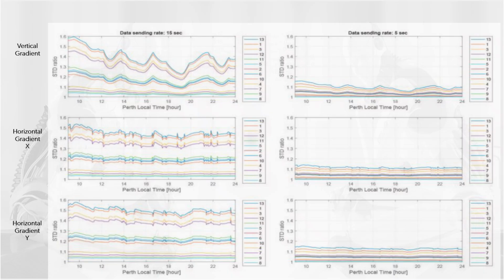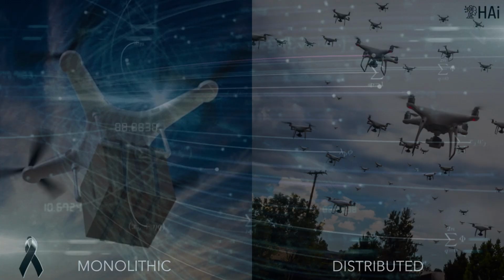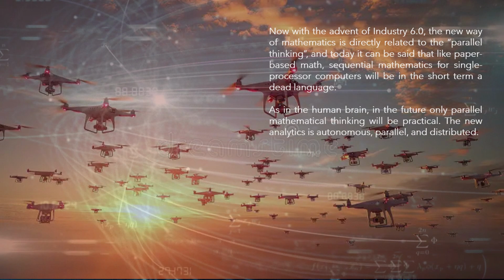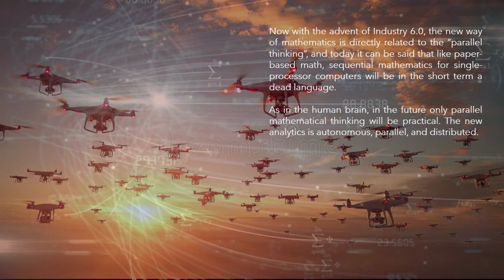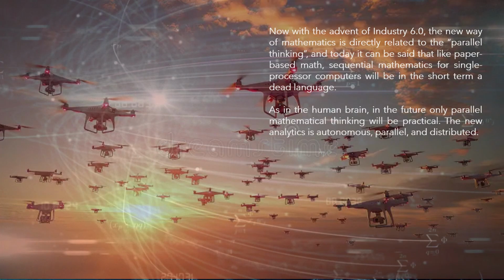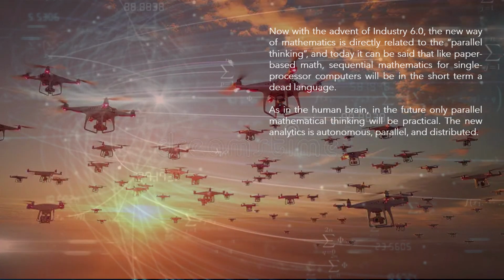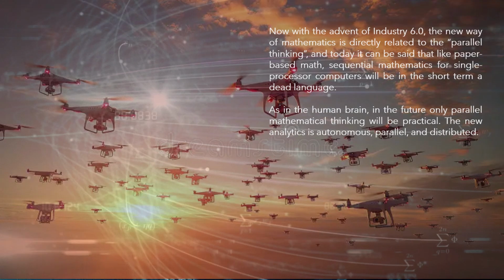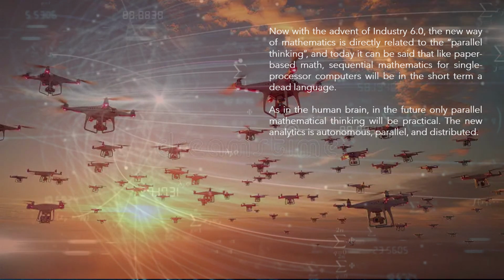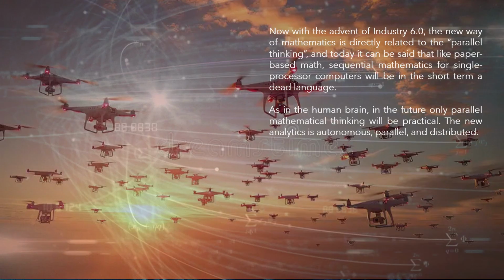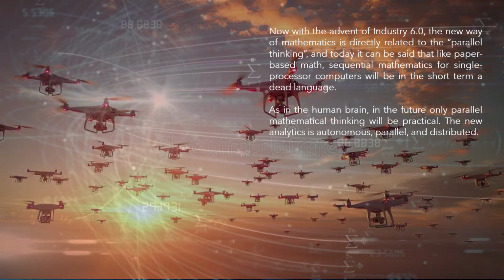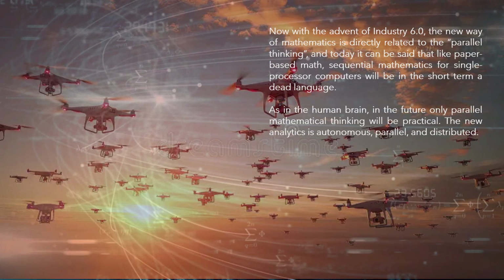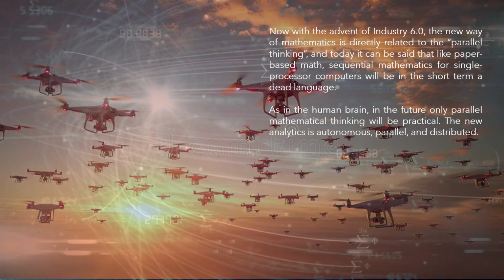Modern analytics can be divided into two: monolithic, or distributed. Industry 4.0 indicates that, from now on, distributed analytics will take the lead. Now with the advent of Industry 6.0, the new way of mathematics is directly related to parallel thinking, and today it can be said that, like paper-based math, sequential mathematics for single-processor computers will be in the short term a dead language. As in the human brain, in the future only parallel mathematical thinking will be practical. The new analytics is autonomous, parallel, and distributed.